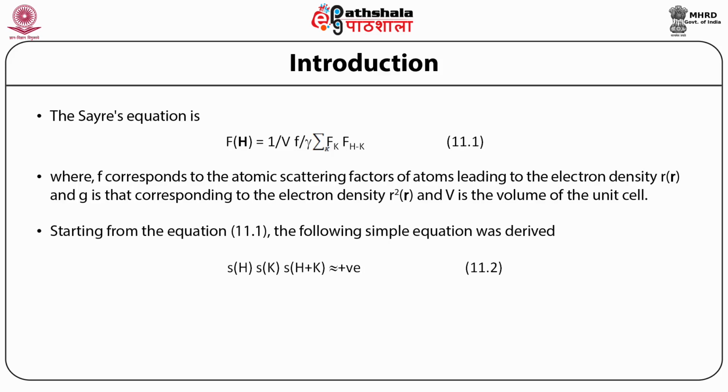sine of h reflection times sine of k reflection times sine of h plus k is nearly positive. It is nothing but a multiplication of the signs of three reflections. Why do you call it probably positive? These are all coming under the field of direct methods. Direct methods have so many assumptions, because of which nothing is exact. So that is why we talk of probability.